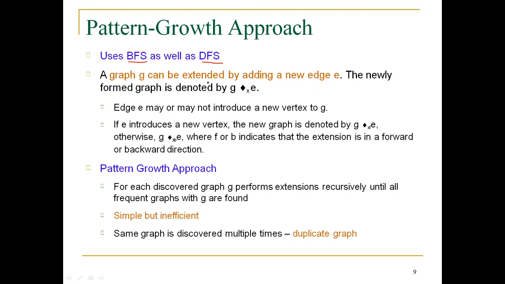So a graph G can be extended by adding a new edge. The newly formed graph is denoted by G x E. So edge E may or may not introduce a new vertex to G. So E introduces a new vertex and a new graph is denoted. So here in the pattern growth we are going to use the new edge. Similar to the previous fashion, we are going to take the edge value and we are going to mine every time, and it may give a new vertex or it may not give a new vertex.